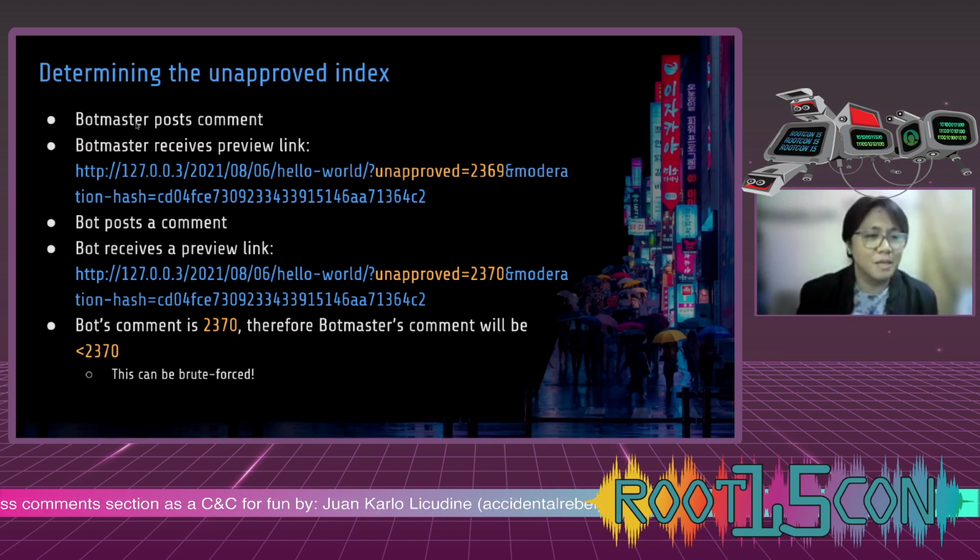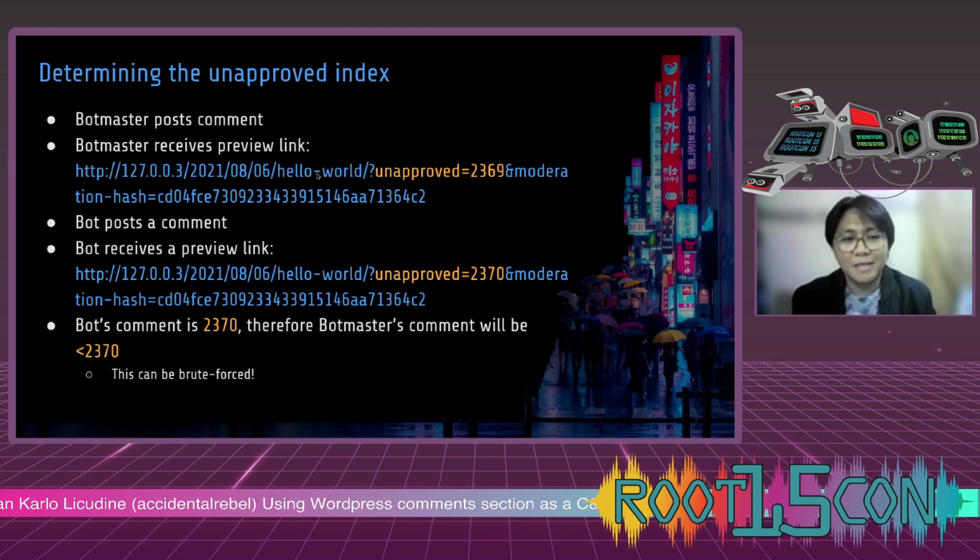Imagine the bot master posts a comment. The bot master would then receive a preview link. And for example, he gets an unapproved index of 2369. Immediately after that, the bot would then post its own comment. It can be anything. The bot will then receive a preview link, which is 2370. It's immediately after, because we know that we've posted immediately after the bot master.